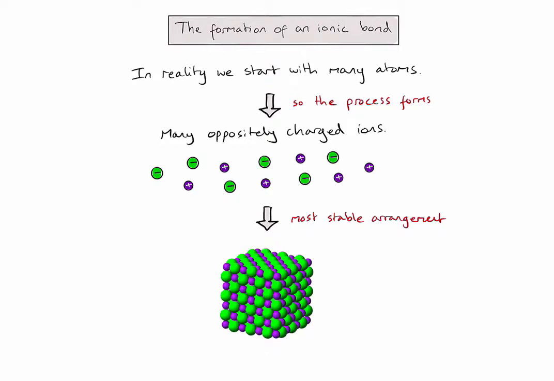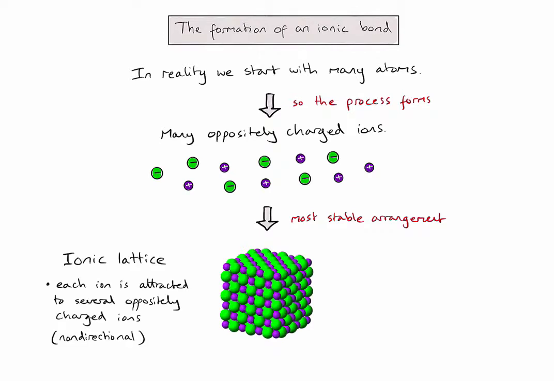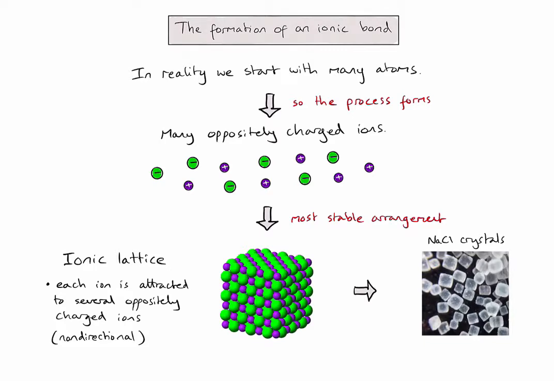This is sometimes considered a form of non-directional bonding, because attractions are occurring in lots of different directions. And we can find some evidence of these 3D lattice structures if I, for example, look down a microscope at some salt crystals. You'll notice that similar to the 3D diagram before, these salt crystals tend to have regular cubic-shaped structures. And this is just one piece of evidence that supports our thinking here.